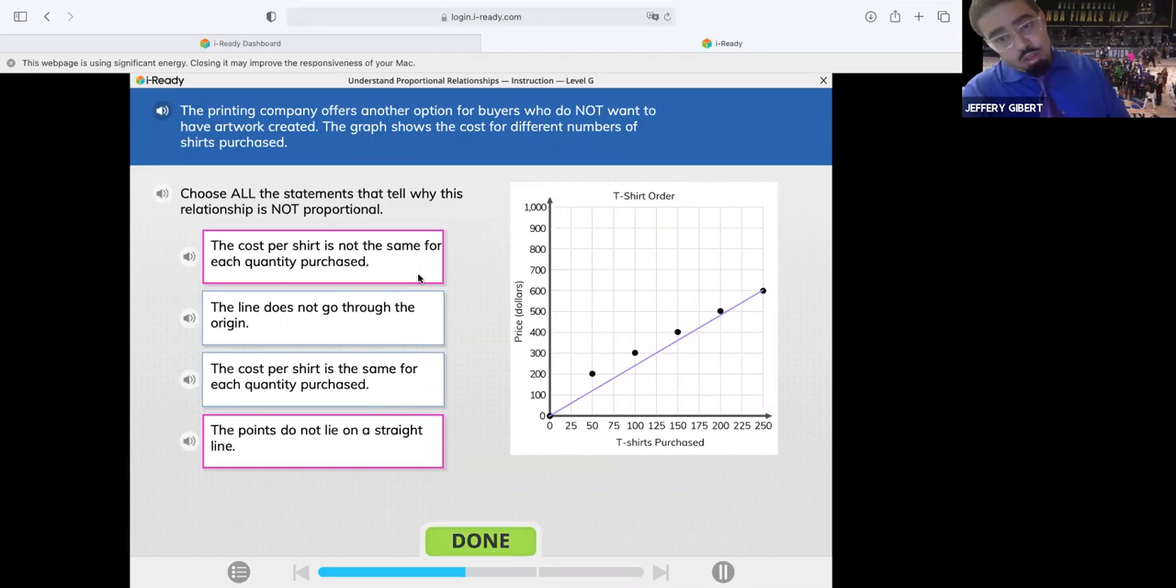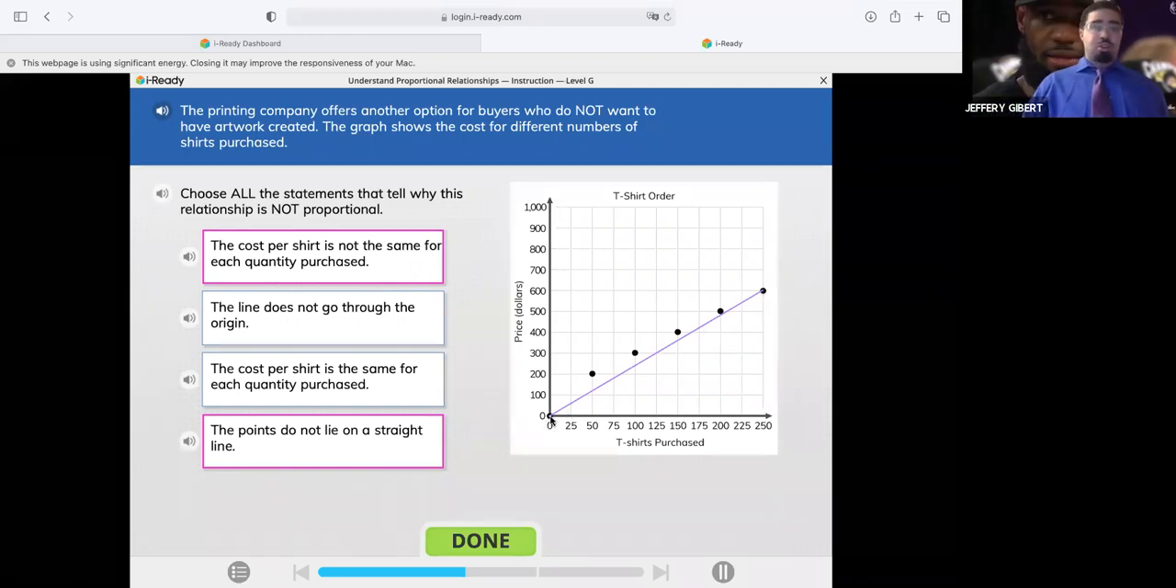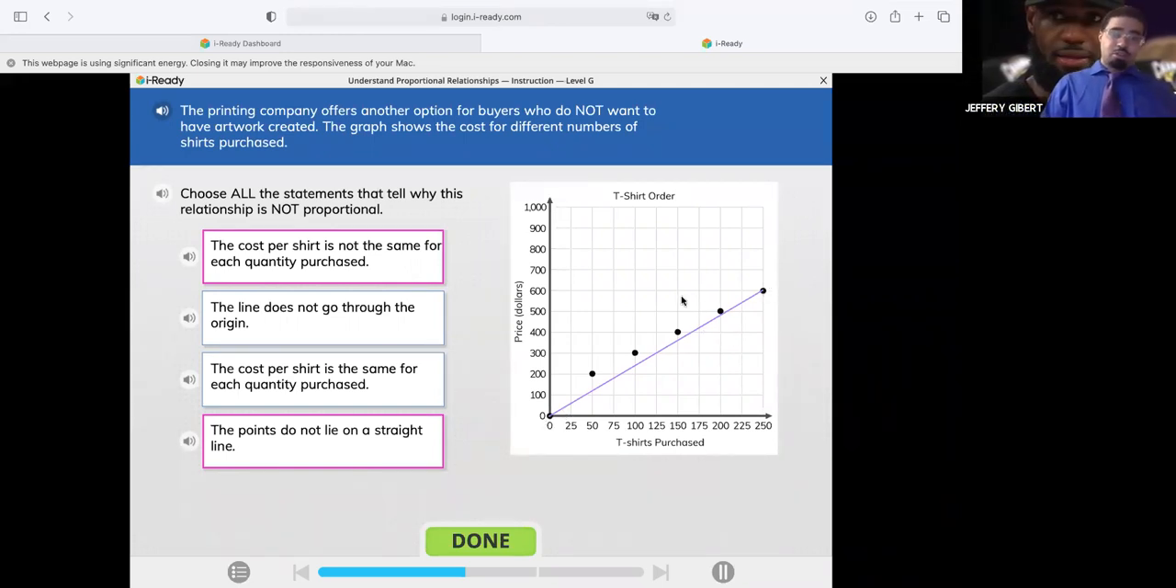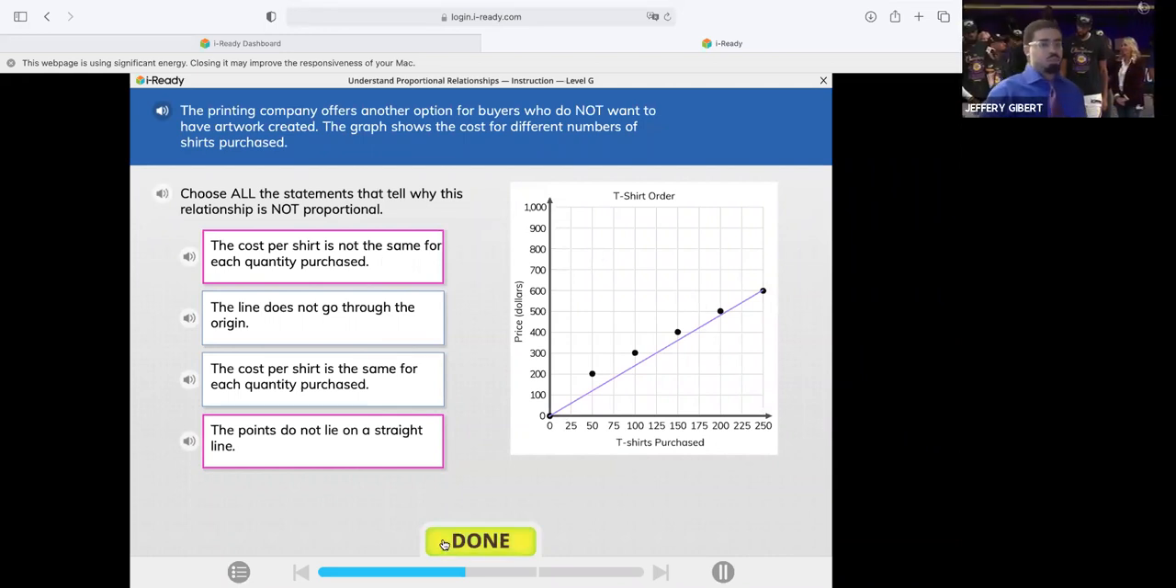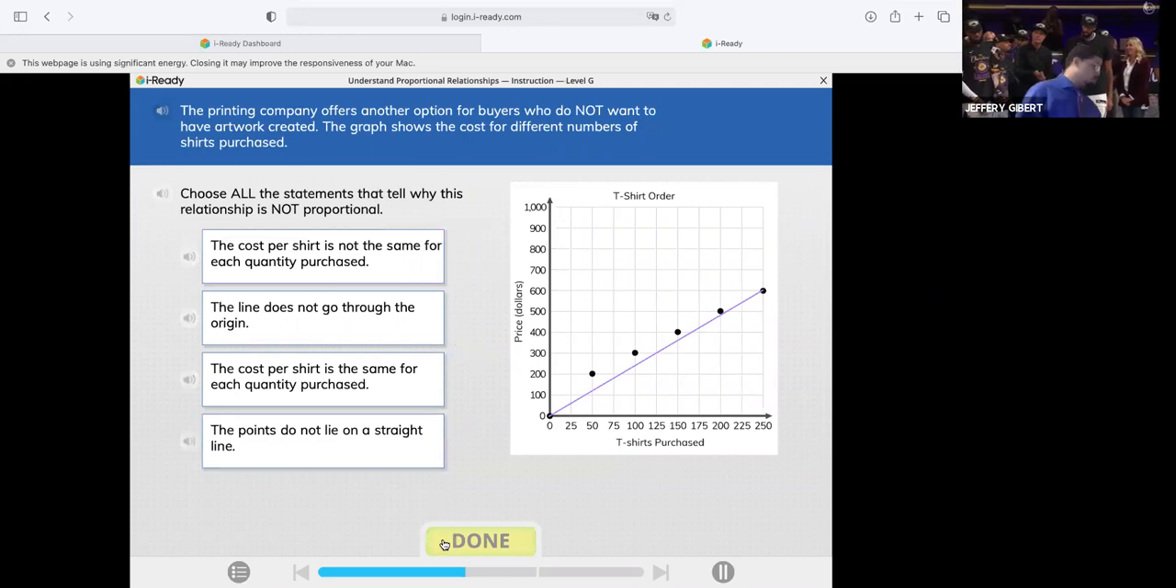Yeah, so if you make the straight line and the points aren't on the straight line through the origin, that means the shirts can't be the same price. Like you don't even have to do the math. You just know, oh, it's not a straight line through the origin. So if it's not a straight line through the origin, then they're not the same. That's it.